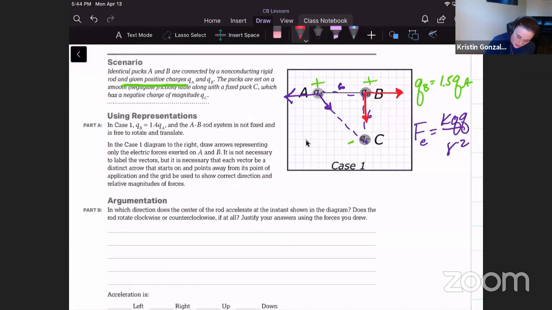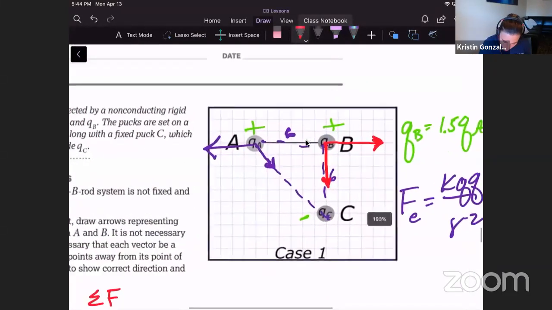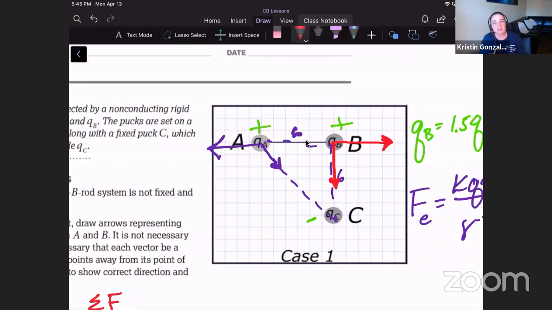Okay, so what do we go back to know if the center of the rod is accelerating? Well, that goes back to net force. And how do we know if something is going to be rotating or have angular acceleration? Well, that goes back to net torque. So let's go back and look at these forces. Let's look at our ups and downs and lefts and our rights. Do we have a net force?